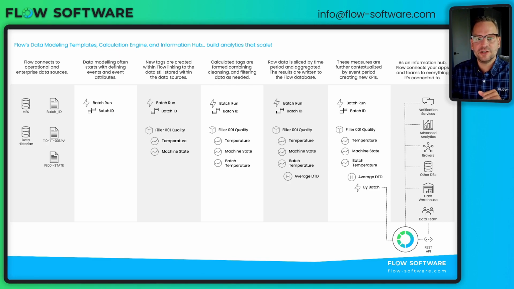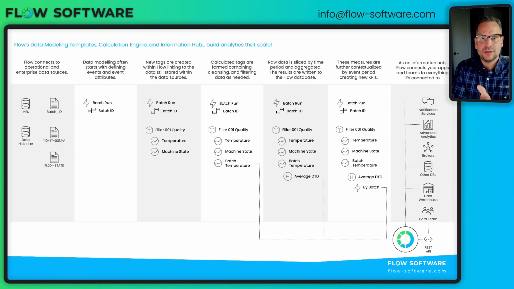So what is it that we share? Well, we share the information that we store. That means the time-sliced aggregated KPI of average temperature by batch for the day. The every hour batch temperature average can be shared. The calculated tag, remember the calculated tag that brought data from 2 different data sources, filters it based on condition, and then creates a new calculated tag inside of Flow? That can be shared like it's a real-time value.